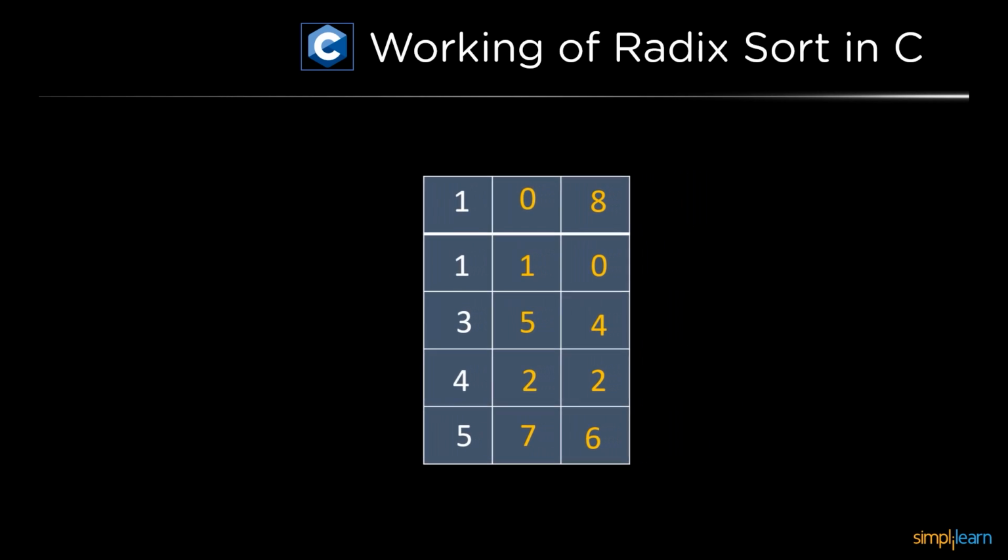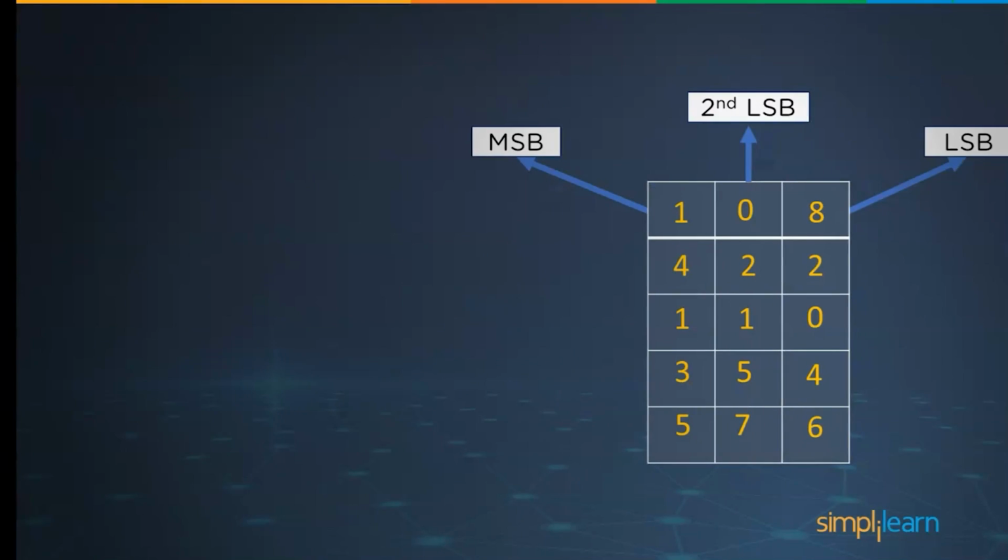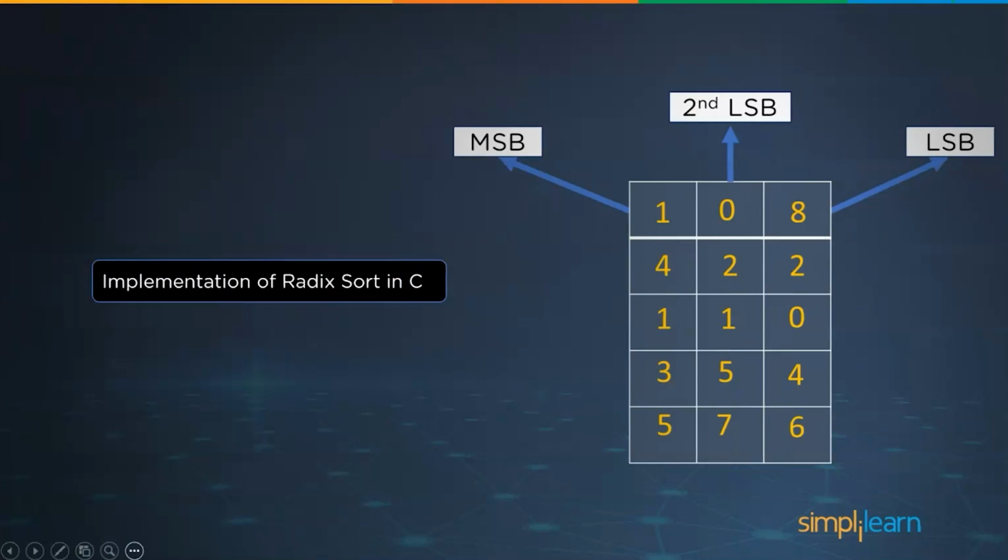The array elements are sorted in the ascending order, and they are 108, 110, 354, 422, and 576. Okay, so let us now move on to the implementation of Radix sort in C.